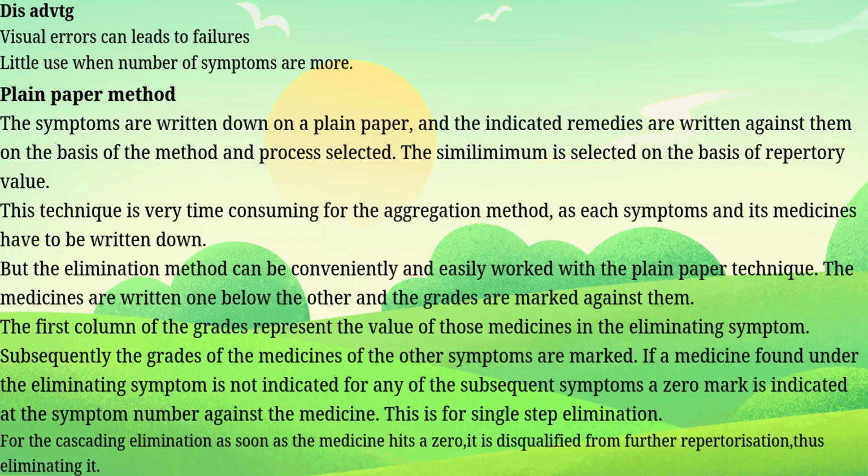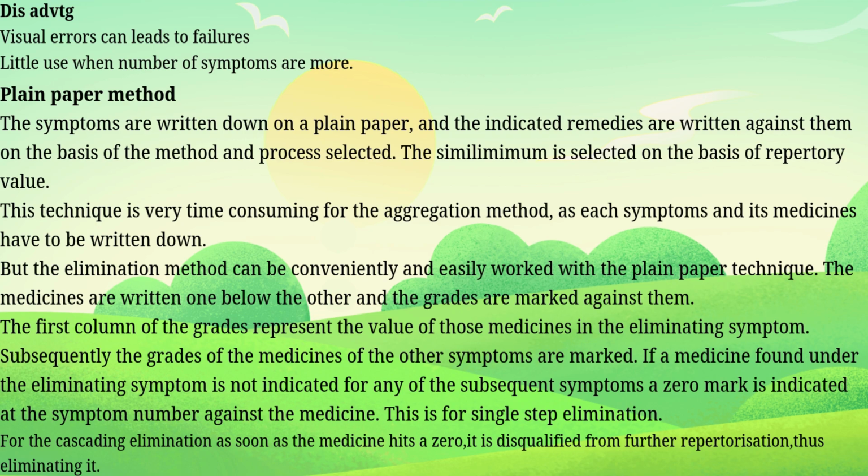Plain paper method. The symptoms are written down on a plain paper, and the indicated remedies are written against them on the basis of the method and process selected. The simillimum is selected on the basis of repertory value. This technique is very time-consuming for the aggregation method, as each symptom and its medicines have to be written down. But the elimination method can be conveniently and easily worked with the plain paper technique.